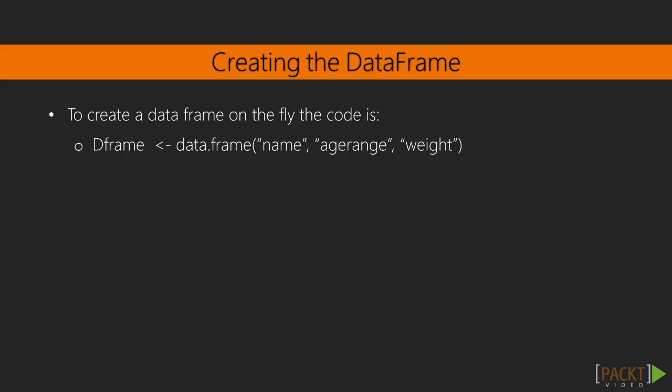This simple line of R code is all that is required to create a data frame. We use the function data.frame to create and initialize the data structure. In the code shown, a 3-column structure is created with name, age range, and weight as the column headers, as the first line of data.